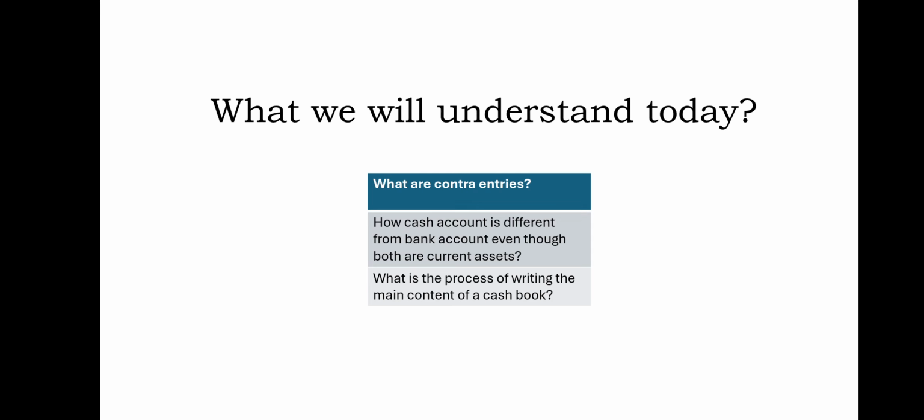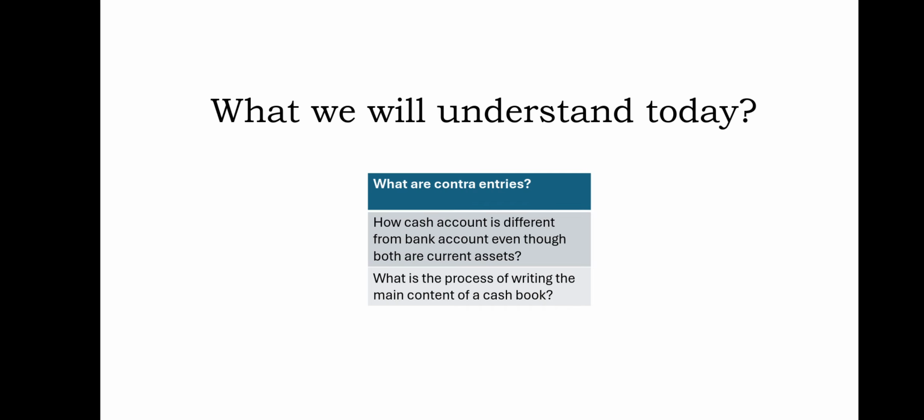Dear students, we will learn about what contra entries are. We will also learn how a cash account is different from a bank account, even though both are current assets. As you know from my previous class, in current assets there is a heading called cash and cash equivalent, in which we put both the cash and bank balance. We will also learn today the process of writing the main content of a cash book.